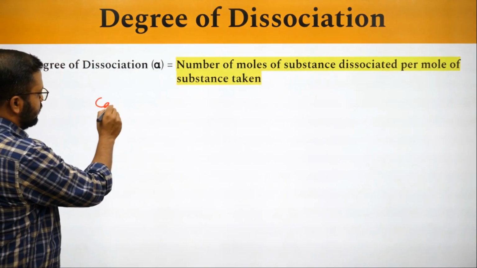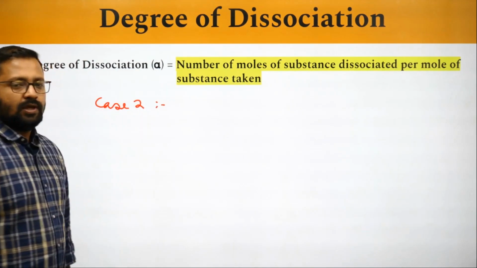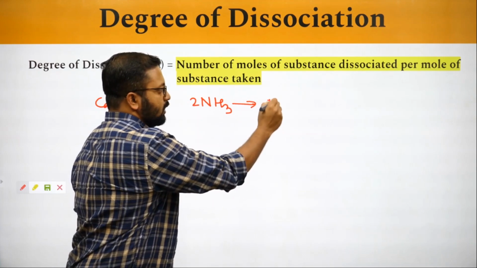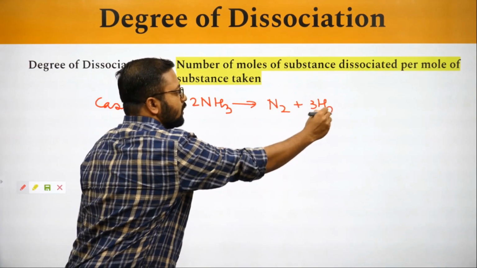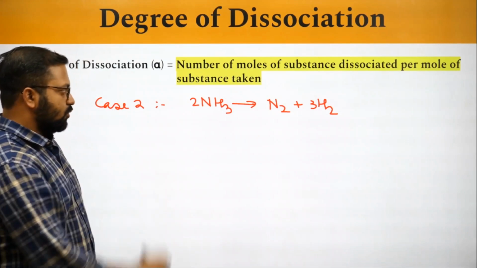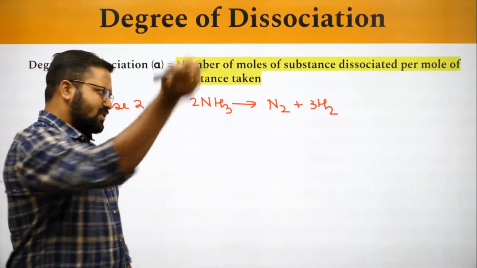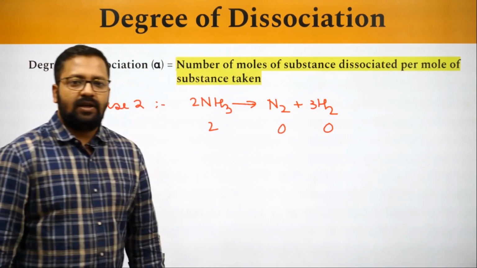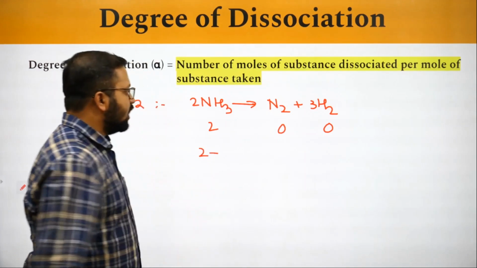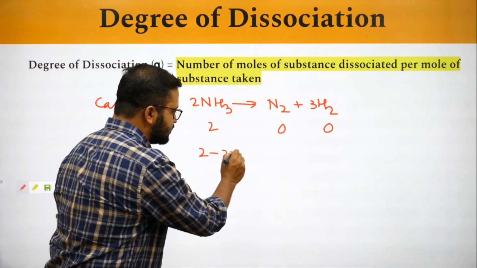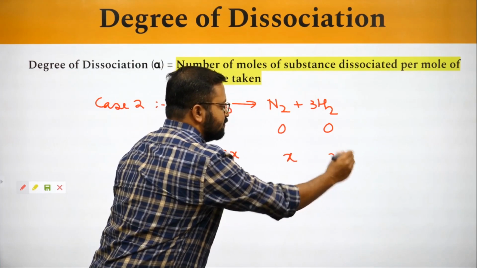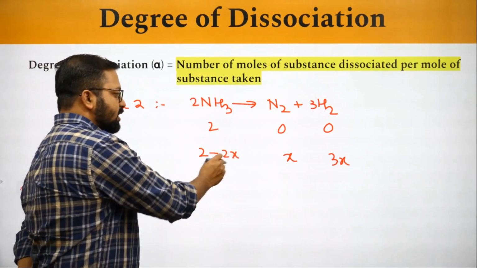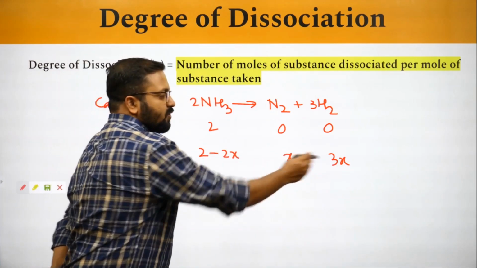सो आई टेक केस 2. I take the same equation, NH3 changes to N2 plus 3H2. Okay, so rather than taking 1, we take 2. कुछ भी ले सकते हैं, यहाँ पे 0 और ये 0. I can write 2 minus, how much of the ammonia will be dissociated? 2x, x, 3x. Because मैंने पहले आपको बता दिया कि आप 2 लो, 1 लो, कुछ भी लो, this amount dissociated will always be 2x, formed will be x, formed will be 3x.